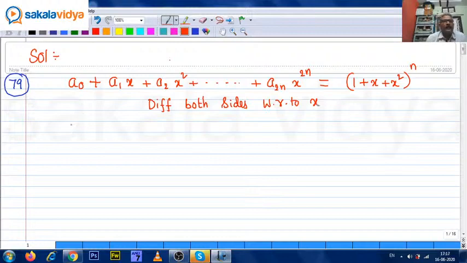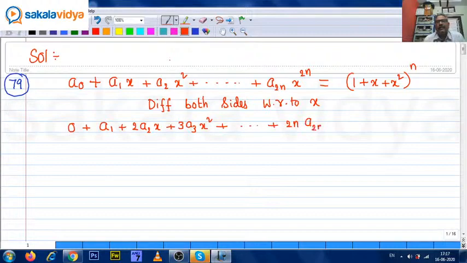So now we get a0 differentiation 0. This is a1 plus 2a2 x plus similarly 3a3 x square you will be getting, and so on, 2n a2n x to the power of 2n minus 1 equals to 1 plus x plus x square whole to the power of n. Differentiation is n times 1 plus x plus x square whole to the power of n minus 1 into the differentiation of 1 plus x plus x square: 1 differentiation 0, x differentiation 1, x square differentiation 2x.